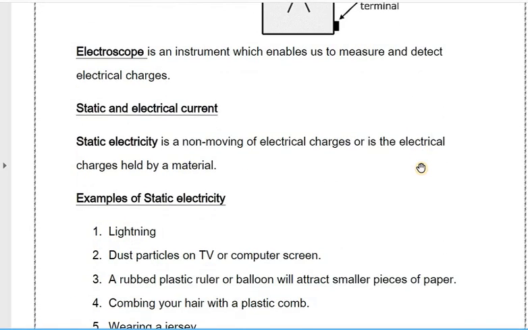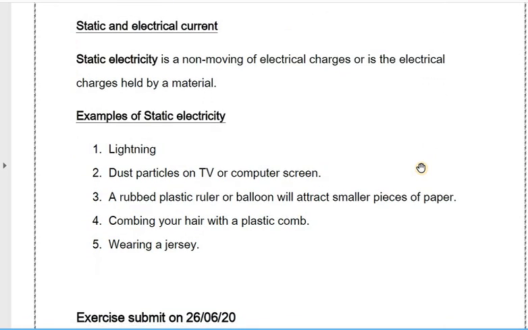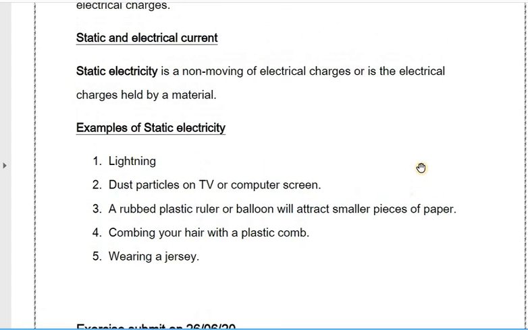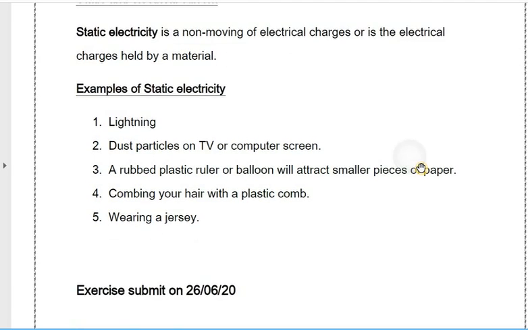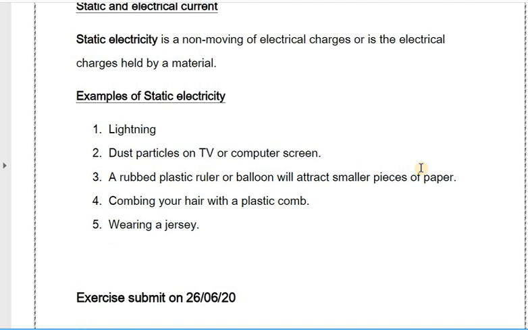So we also have some examples of static electricity. Static electricity is non-moving electrical charges, right? Electrical charges held by a material. So when we're saying you touch the door handle and you feel a shock, that's actually static electricity. It's just a temporary movement, a temporary shift of charges from your body to an object or from an object to your body. And these are examples of static electricity. We'll talk about them in the lesson proper on the WhatsApp.